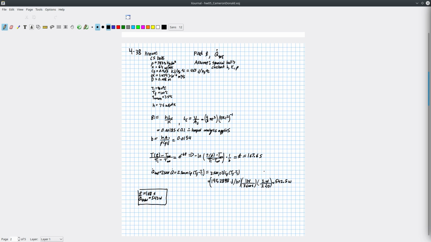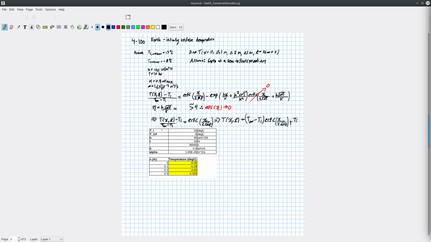We find t here, it's 167 seconds for those balls to cool, and that's assuming that they're perfectly spherical and that we have these constant thermal properties. And then we can just use that Q̇ is going to be equal to m c_p ΔT, and substitute in ρV for m, multiply with the number of balls to find the total heat transfer.